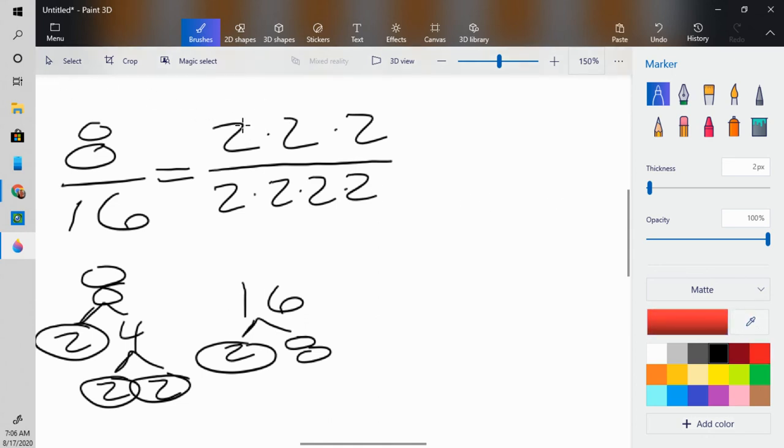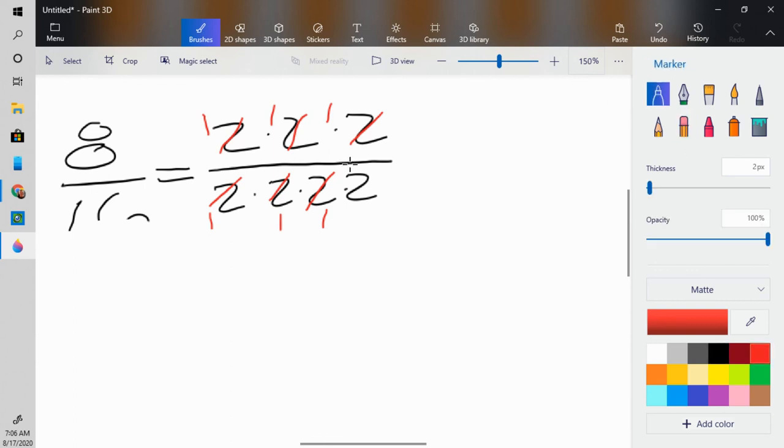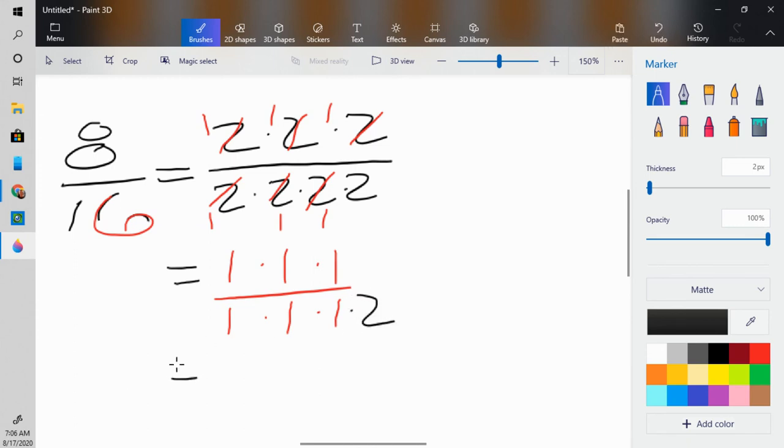Then we're going to cross off the common factors in the numerator and denominator. 2 and 2, both of those become 1. 2 over 2, both of those become 1. And 2 over 2, both of those become 1. I'm going to erase a little bit here. All right, fix that 16. There we go. So when I rewrite it, I get now 1 times 1 times 1 over 1 times 1 is 1 times 2. So when I multiply my factors together, I get 1 over 2, which is the simplified fraction.